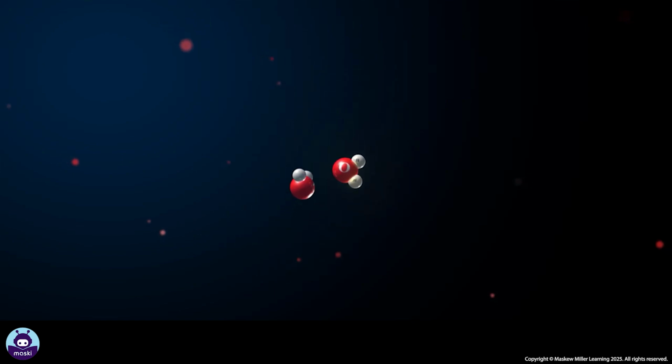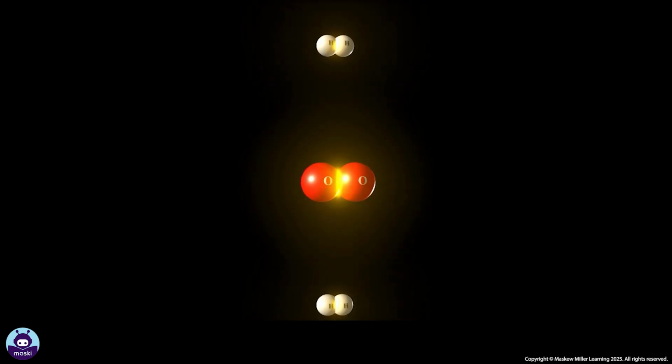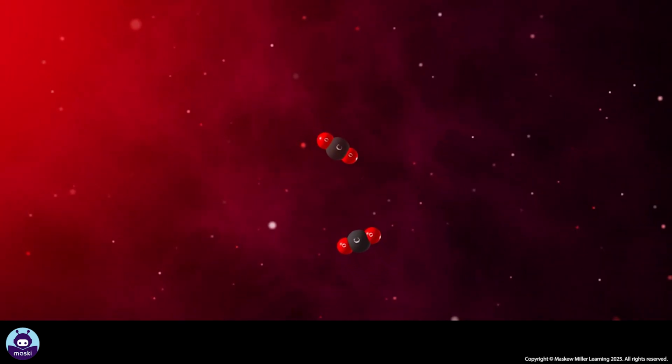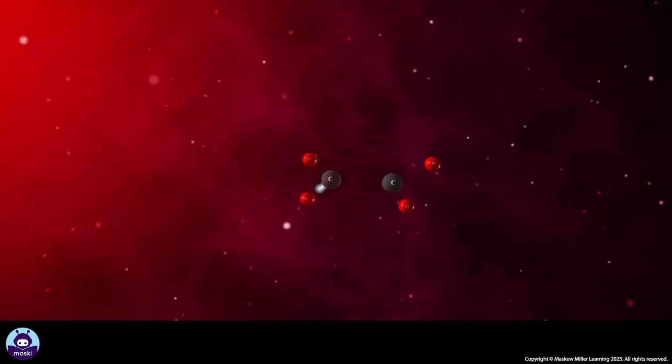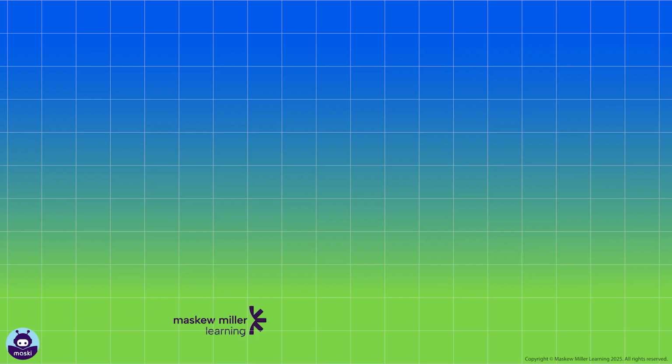The bonds between the atoms in the water molecule break. New bonds are formed between hydrogen atoms and between oxygen atoms. Carbon dioxide can also decompose to give carbon and oxygen. The bonds between the atoms in the carbon dioxide molecule break. New bonds are formed between carbon atoms and between oxygen atoms.